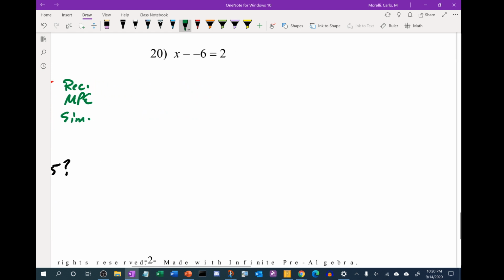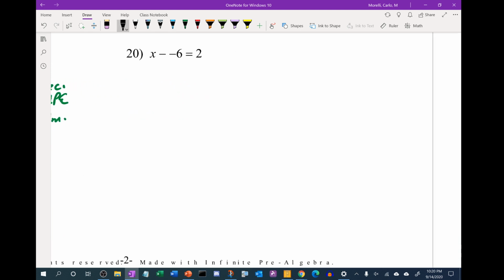Now on to the final problem. So we've got x minus negative 6. Right away, I'm thinking to do that. So what is the inverse operation of addition? It's subtraction. Okay, so I'm going to do minus 6. But to keep it in balance, I better do it on both sides. Now I've got x equal to 2 minus 6, which is negative 4.